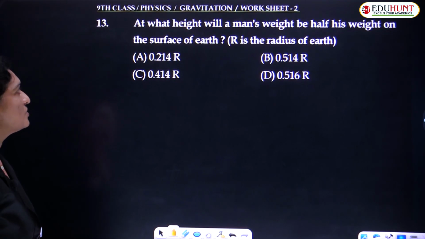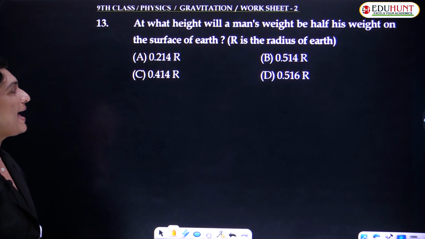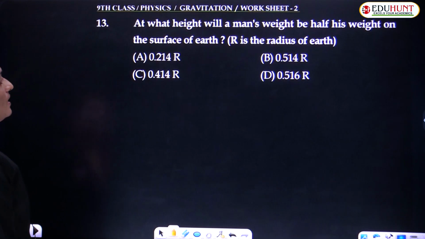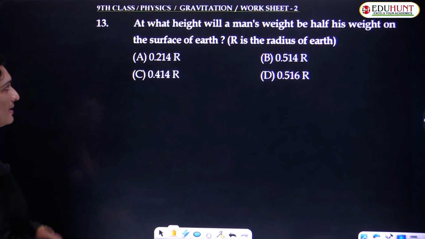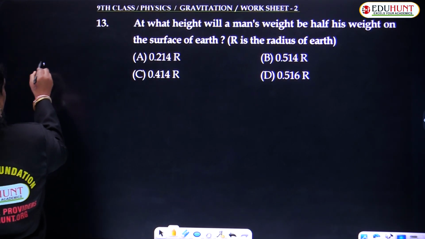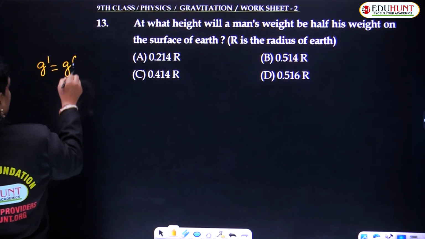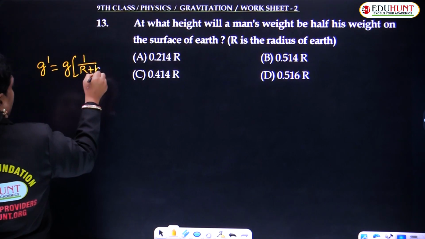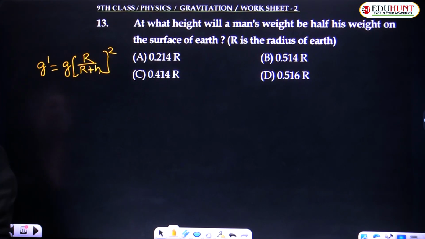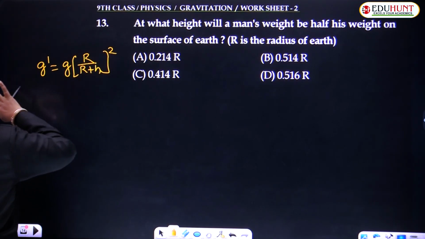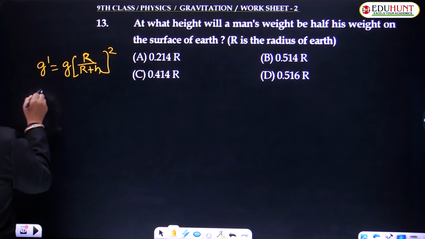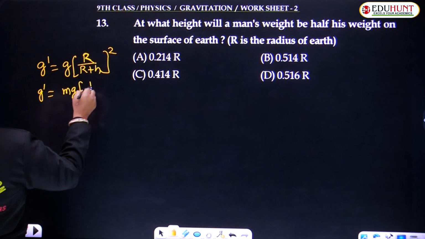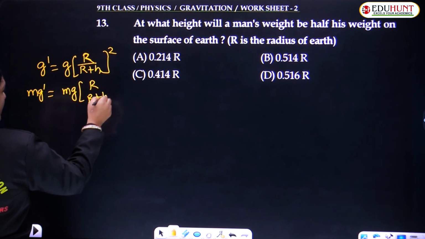Moving ahead with the 13th question, children. At what height will a man's weight be half his weight on the surface of the earth? Similar problems, children, same as before. What is the formula we have to consider? g' equals g times (R by R plus H) whole square. The same formula. If you want to consider weight, you have to multiply this with m, then it becomes mg'. Here also, if you multiply with m, it becomes mg times (R by R plus H) whole square.